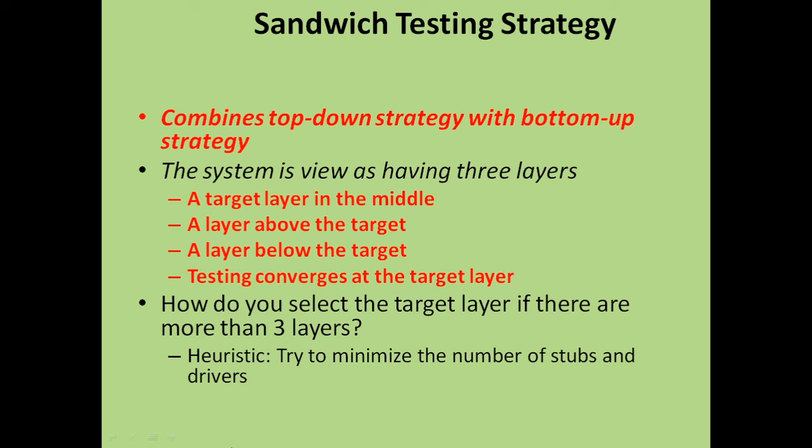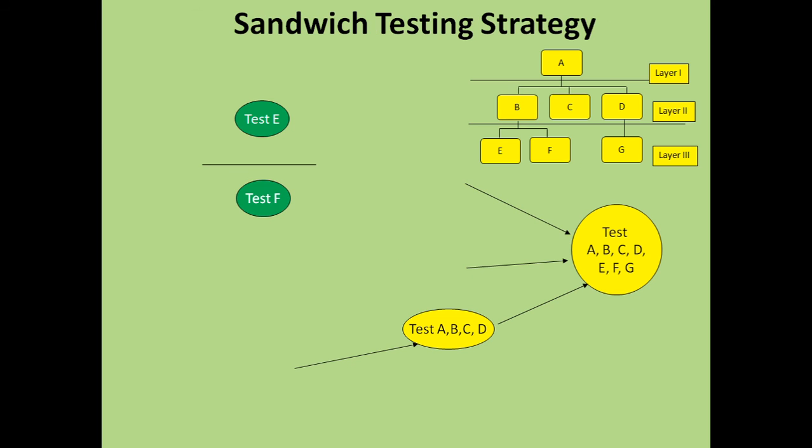When there are 3 layers, we can consider the middle layer, that is the second layer, as the target layer. But in case we have more than 3 layers, we choose a middle layer apart from the first and the last. We consider whichever layer uses the minimum number of stubs and drivers, and we choose that as the middle layer.